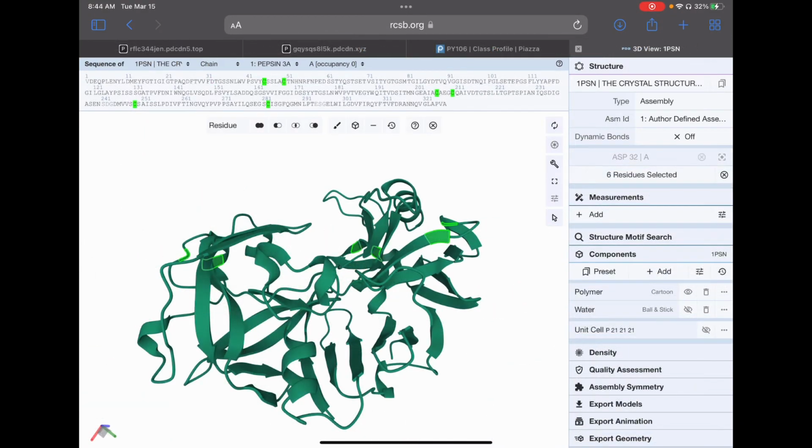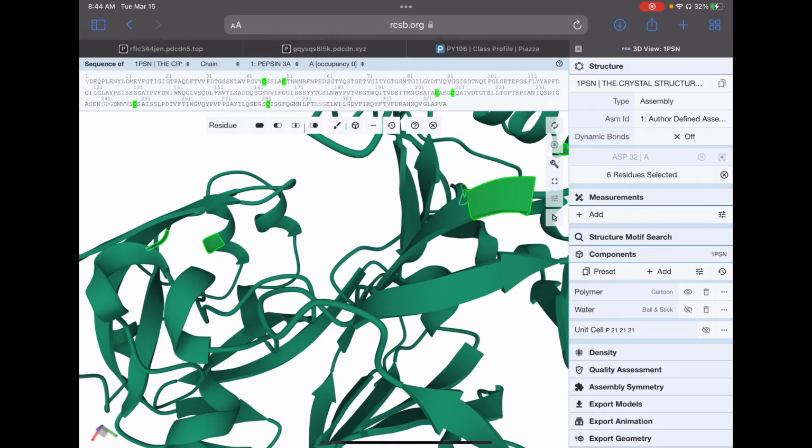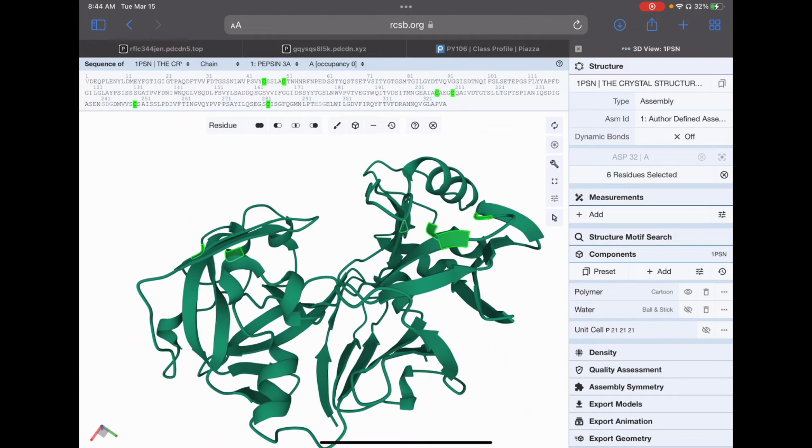Also shown here in the tertiary structure are these green highlighted areas, which are disulfide bonds that are formed between the sulfur atoms of cysteine residues, and their function is to strengthen the folded protein.